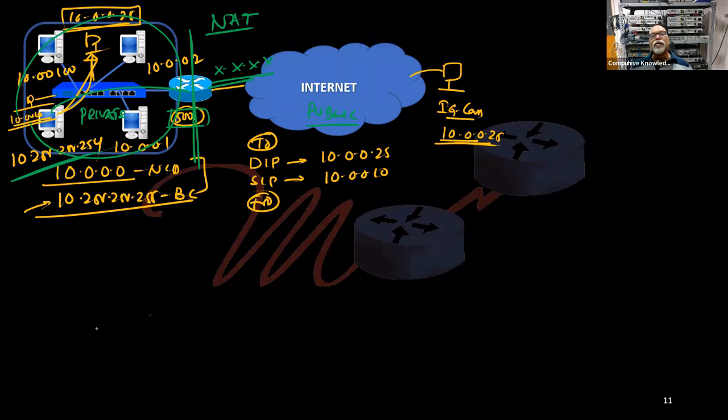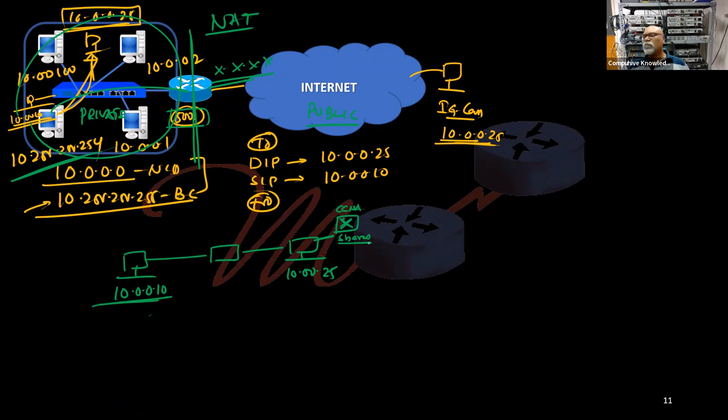Now, see, for example, this is your network, let's say, this 10.0.0.10 is your computer. Your friend is sitting in, this is your office, let's say, 10.0.0.25. Now, your friend downloaded some CCNA textbook. He kept it in a folder. He created a folder called CCNA and he shared that. He shared to the public. Anybody can access that.